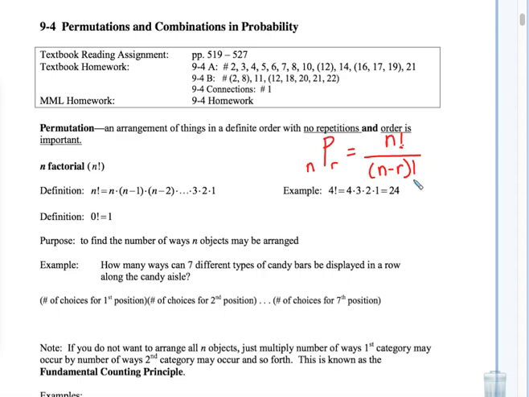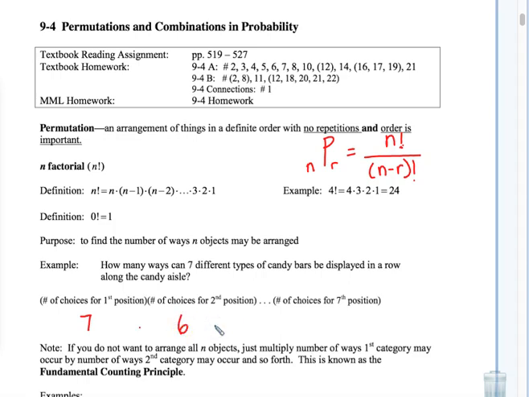When we look at these examples, you'll notice that they are pretty basic, which is why we don't necessarily have to write that formula out every time. We end up being able to use the fundamental counting principle. The example I give you is how many ways can 7 different types of candy be displayed in a row along the candy aisle. We have 7 different types of candy, and I want to know how many different ways they can be arranged. For this one, when I pick for the first position, how many choices do I have? I have 7. Now one of them's used, so for the second position I have 6.